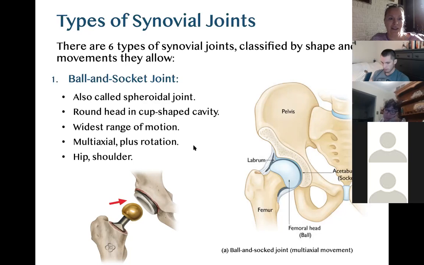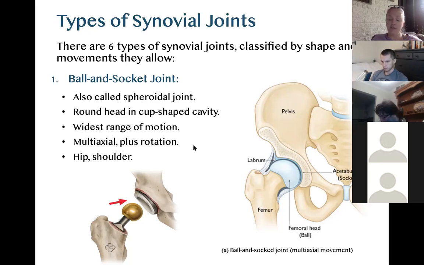Okay, so let's get back to our focus: synovial joints. We have 6 types of synovial joints, and they're all classified by the shape and how much freedom of movement they allow. So the big ones are our ball and socket joints. This is going to be like your hip or your shoulder.